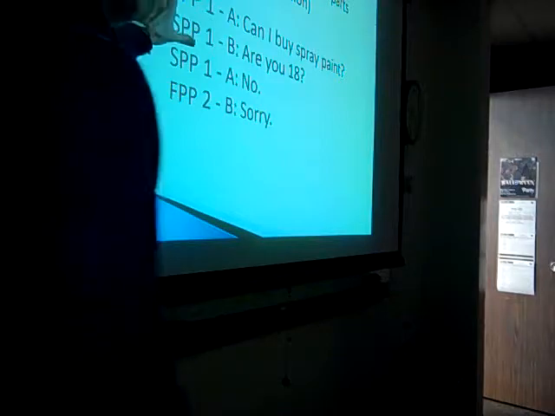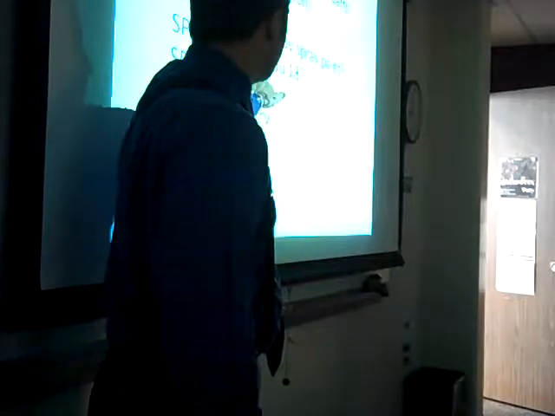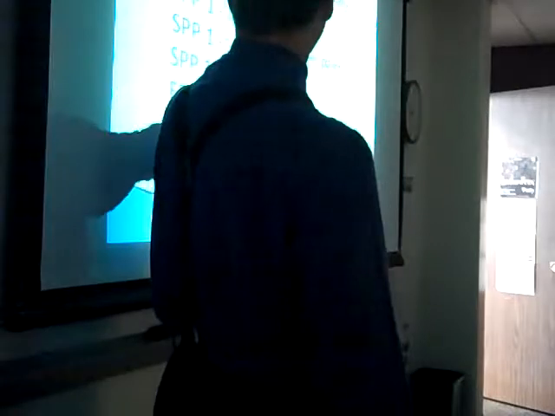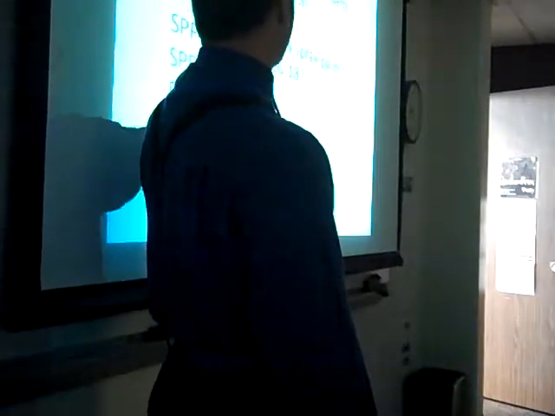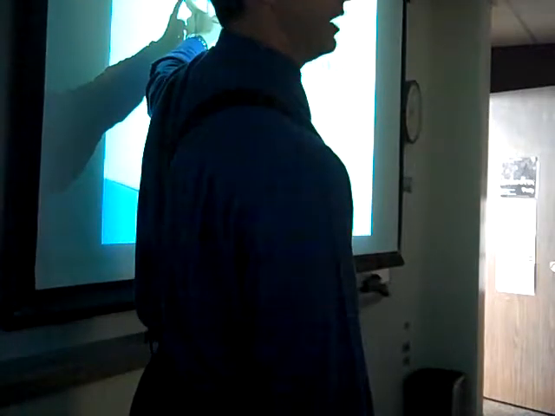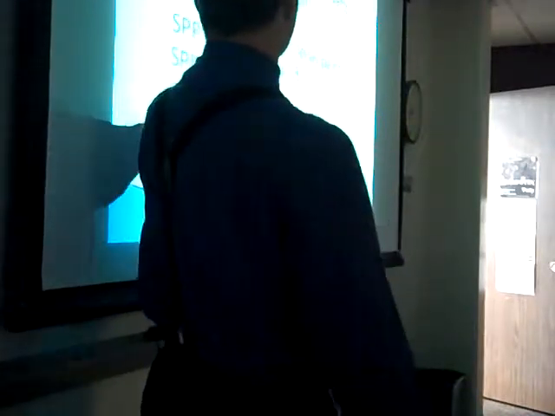This is a very short example of a very short conversation. First pair part and second pair part. The question is answered with a question, or it looks like it's answered with a question, right? But this second question needs to be answered before the first question can be answered, right? So you get sort of in the middle. Can I buy some spray paint? Are you 18? No, right?